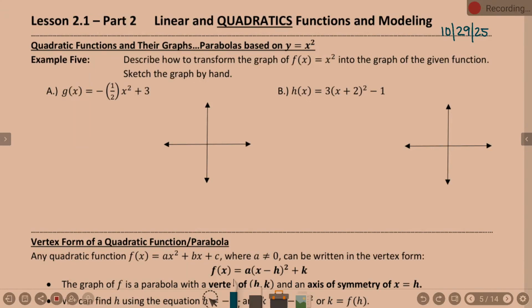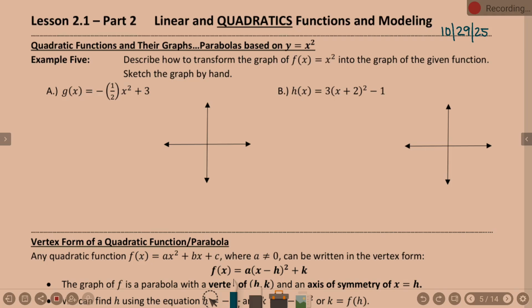Part 2. So now we're going to do all the quadratic stuff. We did all the linear stuff in part 1. Now we're doing the quadratic stuff. A lot of this is technically review. It's a matter of how much you remember or not.